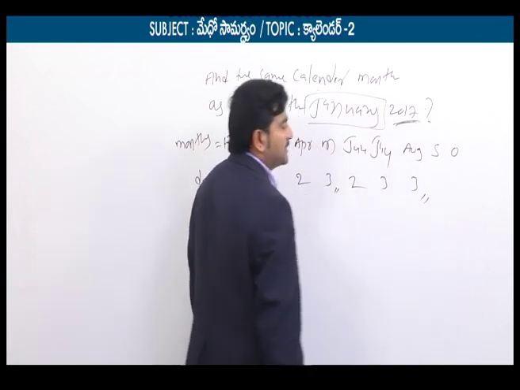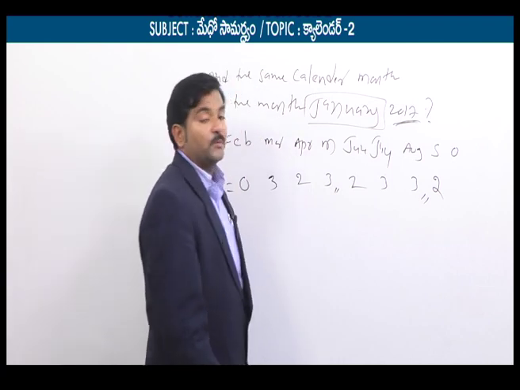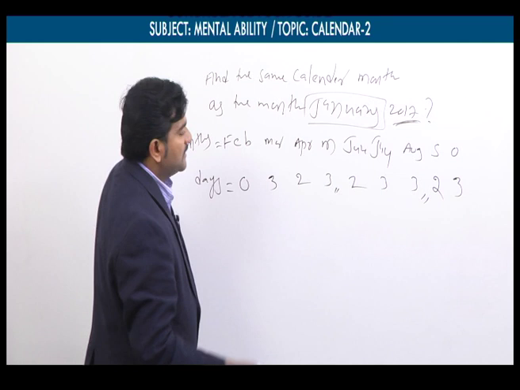September month is having 30 days. That's why here we are having only 2 odd days. Whereas October is having 31 days. That's why here we are having 3 odd days. Now you can add all these.